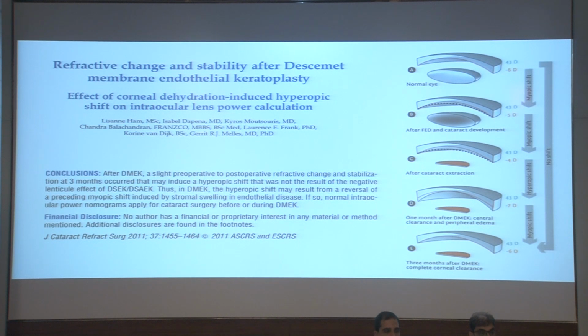The hyperopic shift in DMEK is because of the central edema resolving faster than the peripheral edema. Because of the faster resolution of central edema, it makes the posterior curvature more steep. So that's why you get a hyperopic shift. But when the peripheral edema resolves, this hyperopic shift goes away.